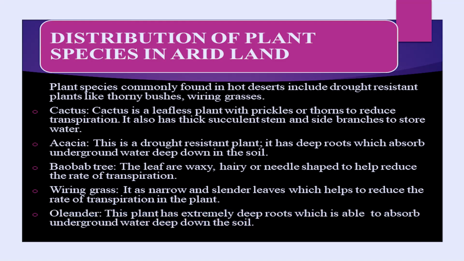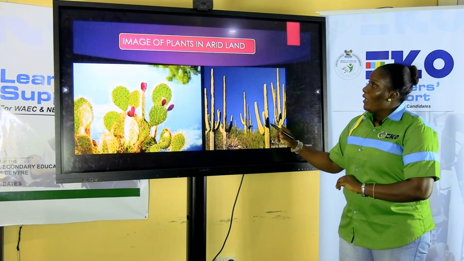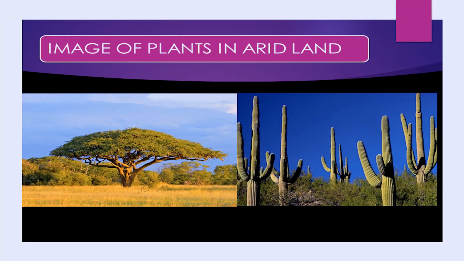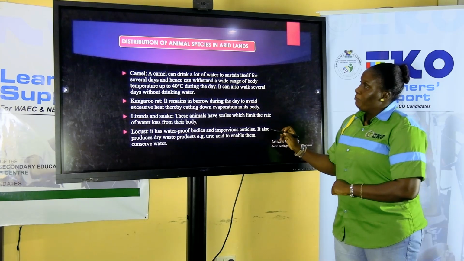Then the last plant that we'll be looking at here is the hollandia. It has extremely deep roots which is able to absorb underground water deep down the soil. So this is an image of a cactus plant that is found in the arid land or the desert.